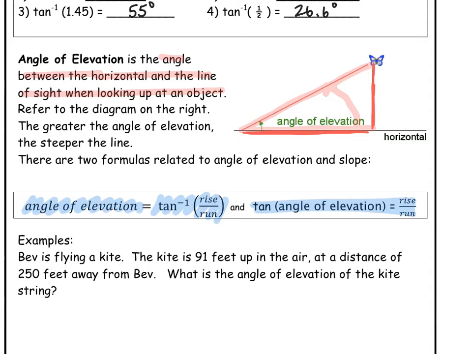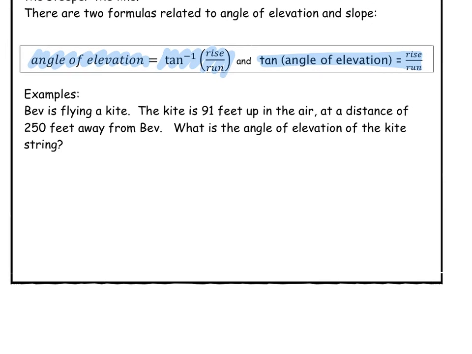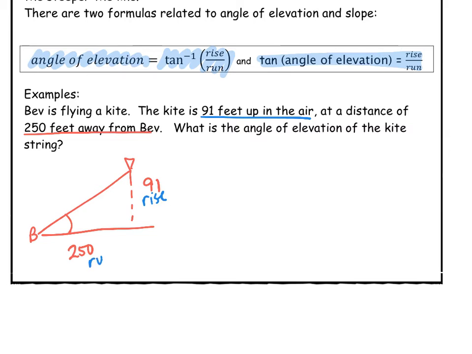Okay, so let us go down. It says Bev is flying a kite. The kite is 91 feet up in the air, at a distance of 250 feet away from Bev. What is the angle of elevation of the kite? So basically you have a kite over here. Here's Bev. The angle of elevation is here looking up, right? So it is 91 feet up in the air and it's 250 feet away from her. So I have my rise and my run.